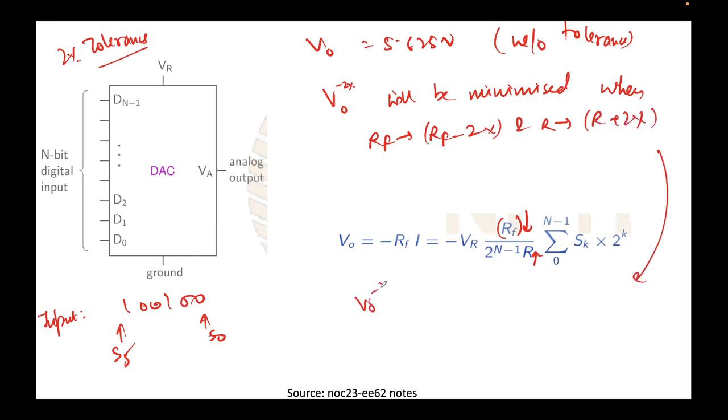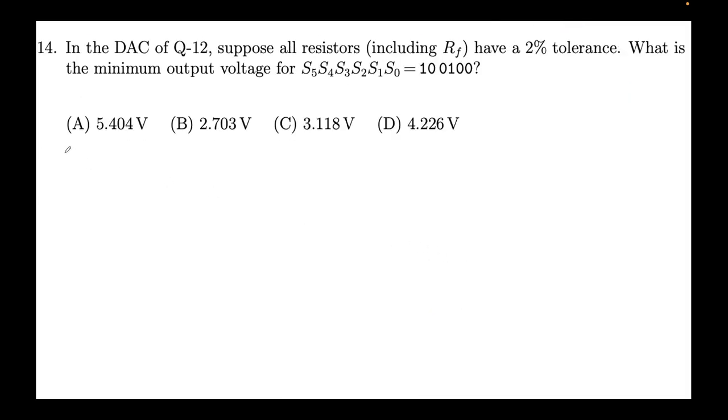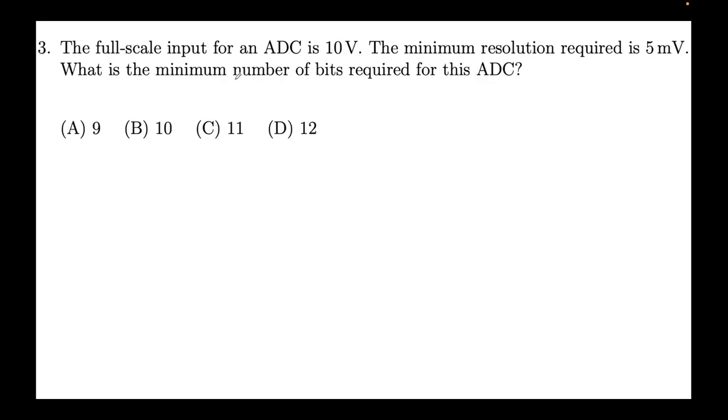Okay, so let's do that here. V naught minus 2% will be V naught times 1 minus 0.02 divided by 1 plus 0.02, because remember RF equal to R, they got cancelled earlier, but this time they will not cancel. In place of RF by R, these get cancelled, these terms remain. So this turns out to be 5.625 times 0.98 divided by 1.02, which is 5.404 volts, which is option A. So that completes this problem. Similar problem, just in this case we are required to find the minimum voltage. Okay, so this completes the DAC part, digital to analog.